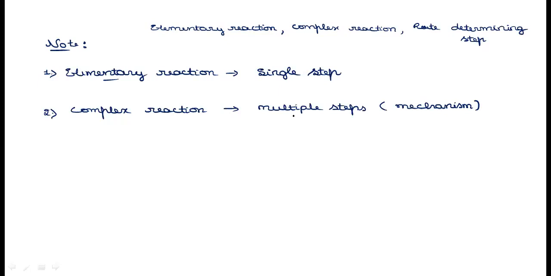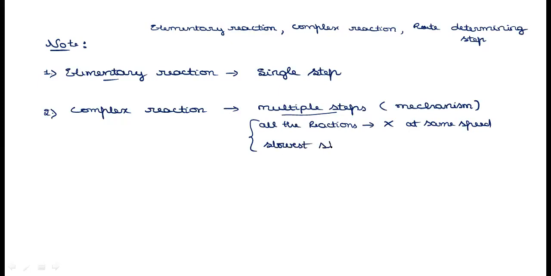Hence, in complex reactions with multiple steps, all the reactions will not take place at the same speed. Among those multiple steps, there will be a slowest step that we need to recognize, and we need to relate to that. So that will give our next information, which is the rate determining step.